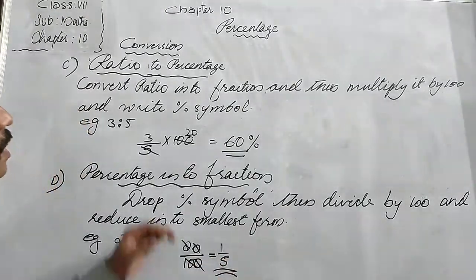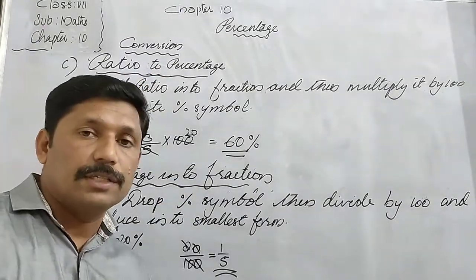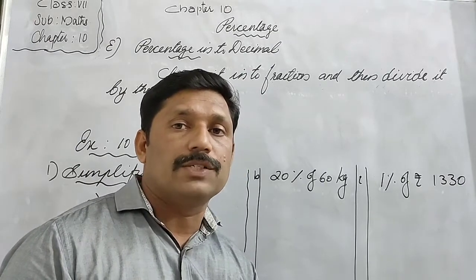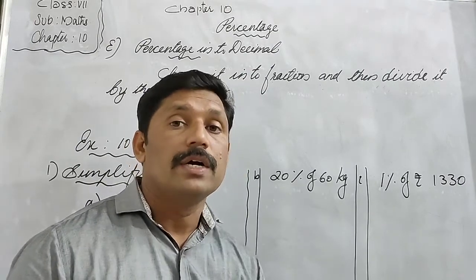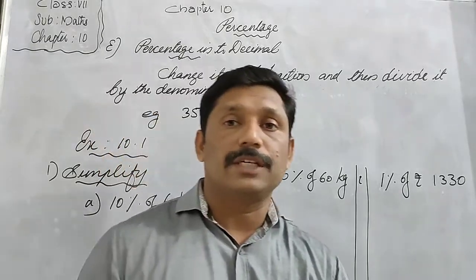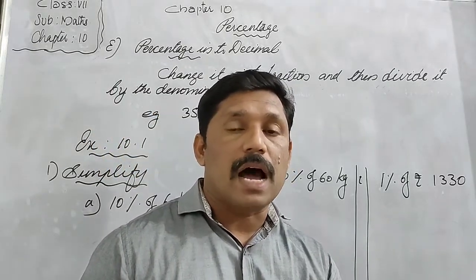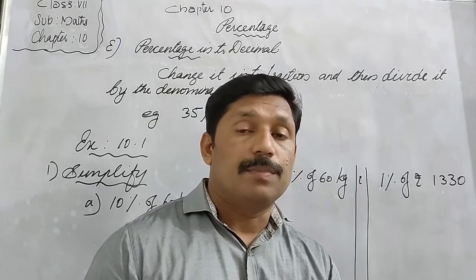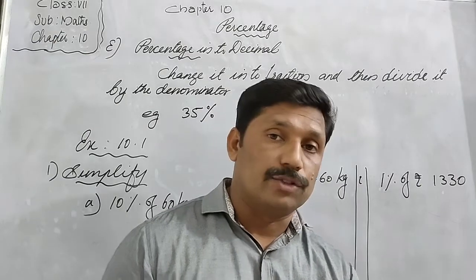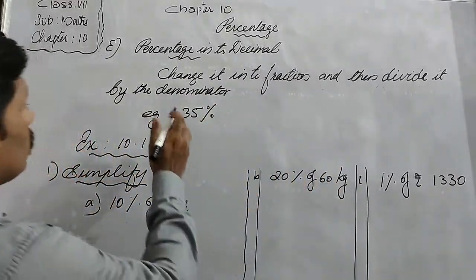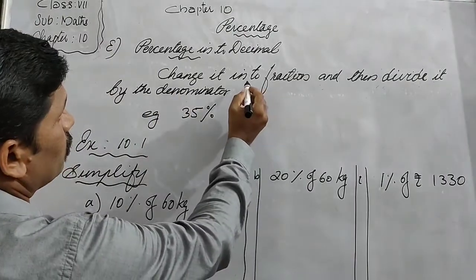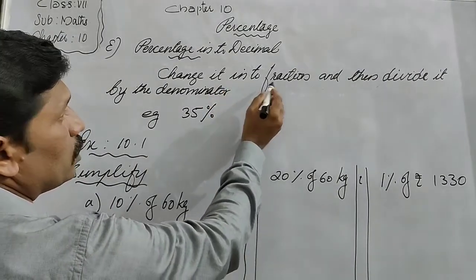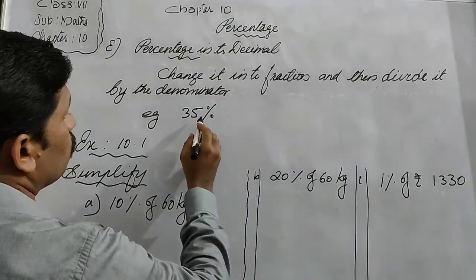So students, in this way we can convert ratio into percentage and percentages into fraction. Now students, we are going to learn how to convert percentage into decimal. In order to convert percentage into decimal, we write that number as a fraction and divide it by the denominator, and then we put the decimal in the answer. So here, students, one example: change percentage into decimal. To change percentage into decimal, we change it into a fraction and then divide it by the denominator.